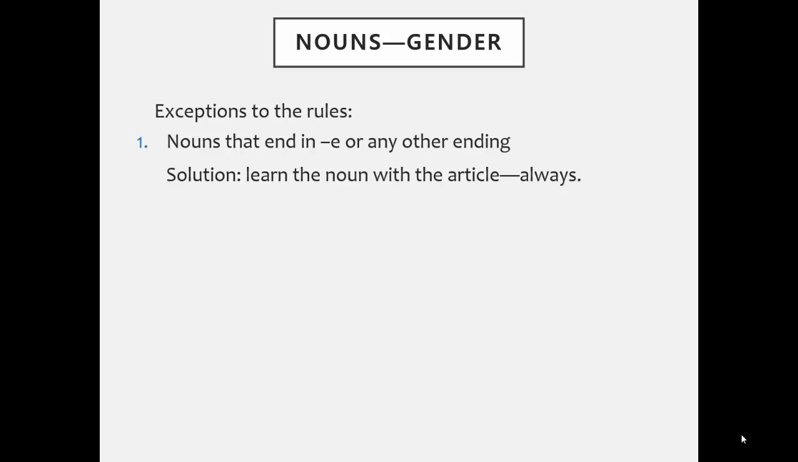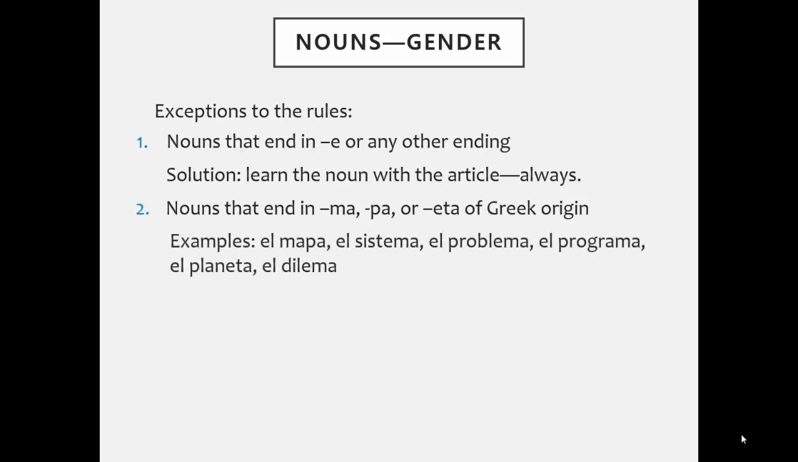Second exception: there is a group of nouns that came into Latin, the parent language of Spanish, from Greek. In Greek, these words were all masculine, and they ended in ma, pa, and ita. The gender stayed masculine in Latin, which got passed down to Spanish. Some examples of words in this group include el mapa, el sistema, el problema, el programa, el planeta, and el dilema. There are more in this list, but not many.